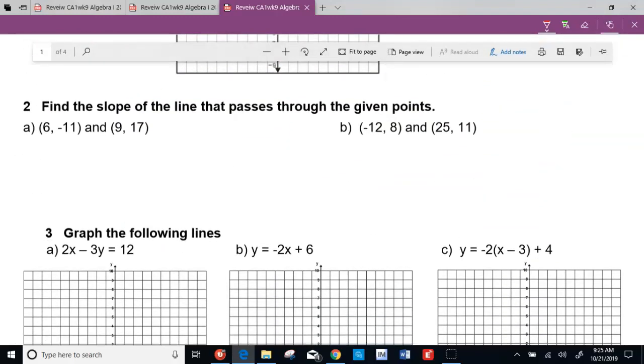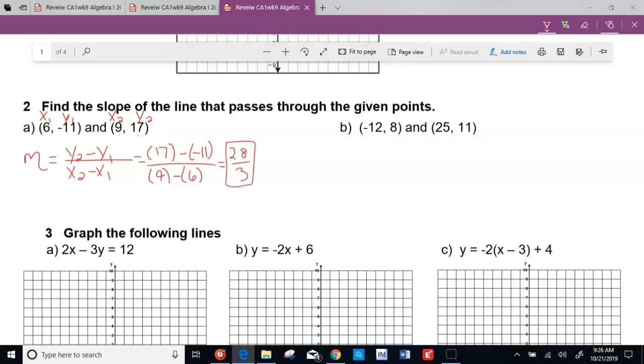Number 2. We are asked to find the slope of the line that passes through the given points. So we have (6, -11) and (9, 17). In other words, we have an x1 and a y1, and a second x point and a second y point. The slope formula, in case you don't remember, is equal to y2 minus y1 over x2 minus x1. When I substitute my appropriate values in, I get 17 minus -11 in my numerator, and 9 minus 6 in my denominator, for a result of 28 over 3. This cannot be simplified anymore, and we do not make mixed fractions for slope, so 28/3 is my final answer.